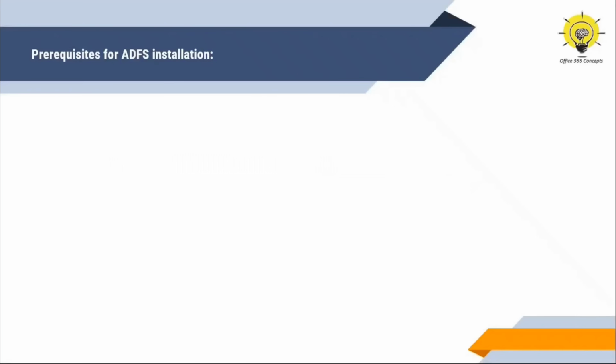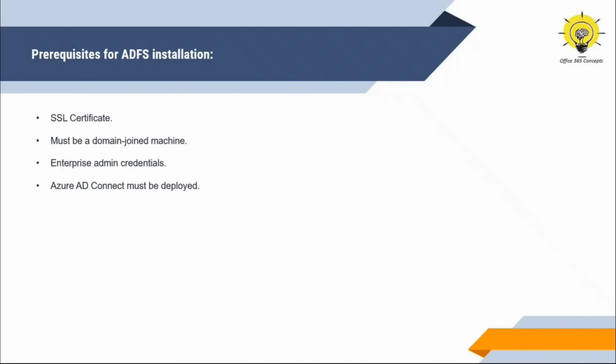Let's take a look at a few basic prerequisites that need to be met before we install ADFS service. An SSL certificate is required for ADFS. The machine on which we want to install ADFS must be a domain joined machine. We would require enterprise admin credentials, and if you want to add Office 365 as a relying party trust, in that case, you need to deploy Azure AD Connect, and user accounts should be synchronized to Office 365.